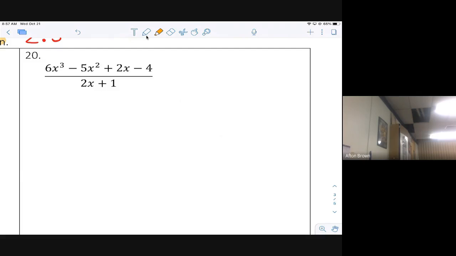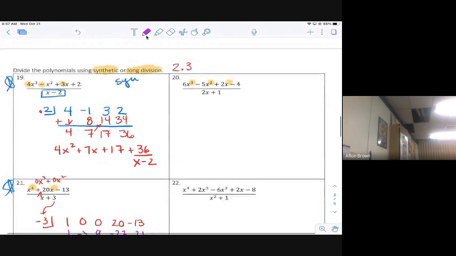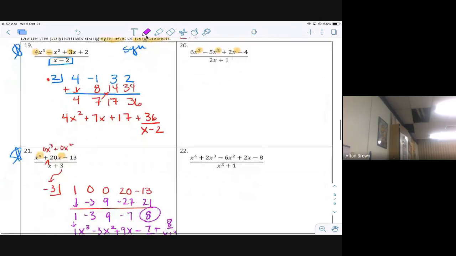Is it going to be synthetic or long division, or are you going to have this be long division and then synthetic, or can we choose? You can choose. Okay, here's a good question. I mean, maybe I'll tell you which one, but how come on 19 you could do synthetic, but on 20 you can't do synthetic? Hands down, I would choose synthetic every single time. 2, because of the 2x. Exactly.